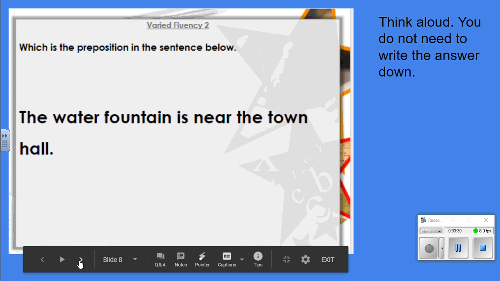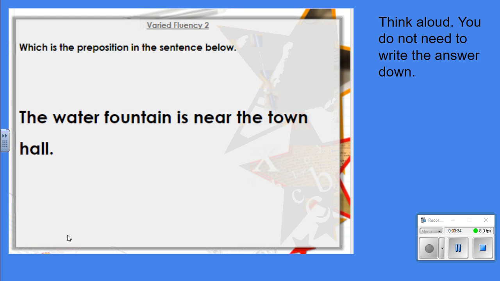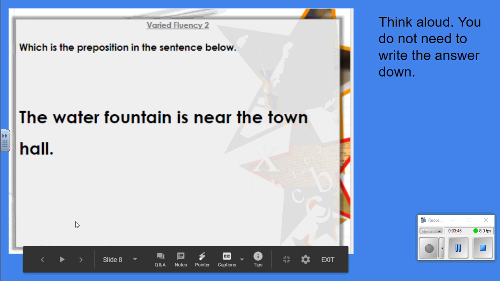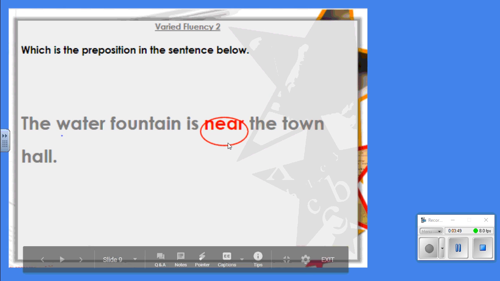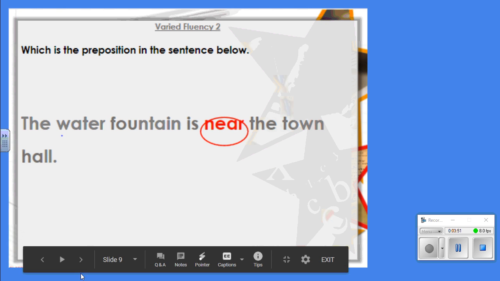Okay, now we're thinking about prepositions. So the sentence is, the water fountain is near the town hall. Which word in this sentence is the preposition? It needs to be a word that's telling us where something is in relation to something else. Let's have a look. Okay, the word's near. Did you get that right? I hope so.